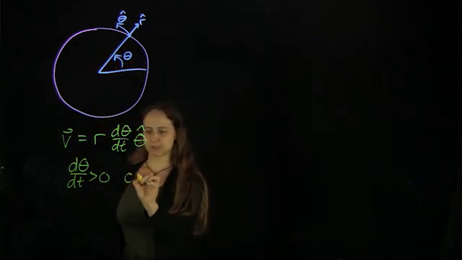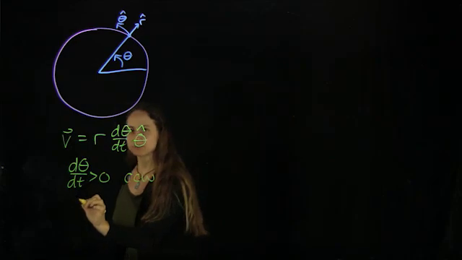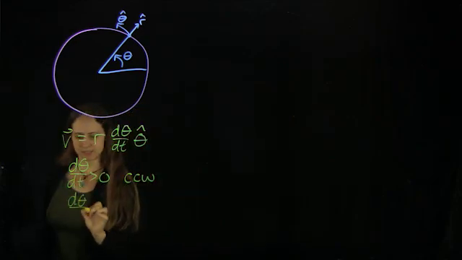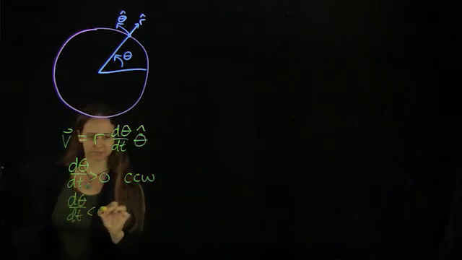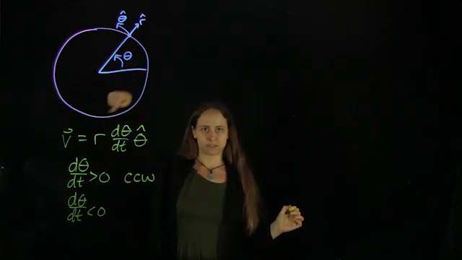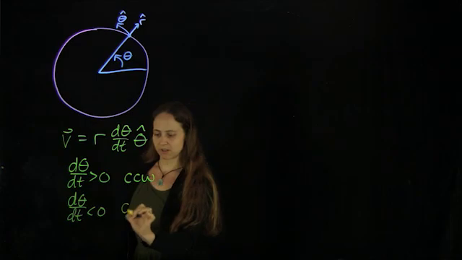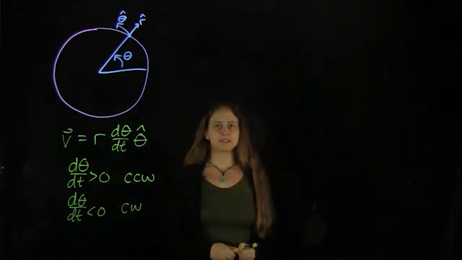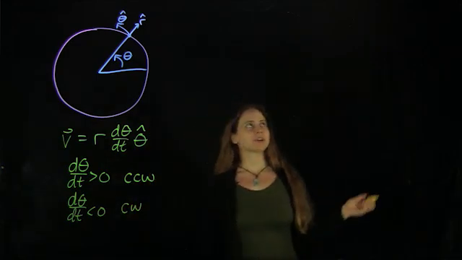You can call that the counterclockwise direction. We've also seen that d theta dt can be negative, in which case the angle is decreasing, so the particle is traveling around the circle in this direction, which we could call clockwise. Let's now look at rotation in an arbitrary plane.